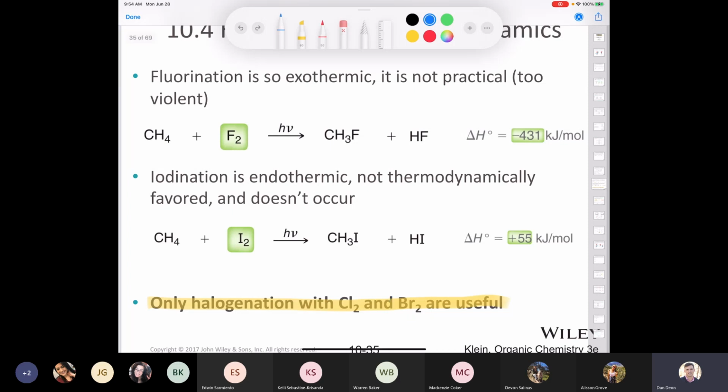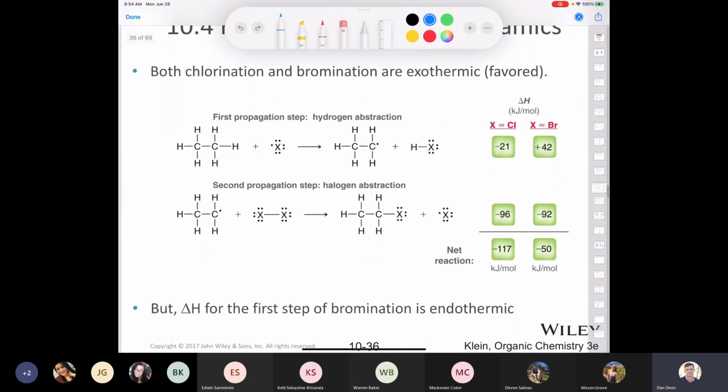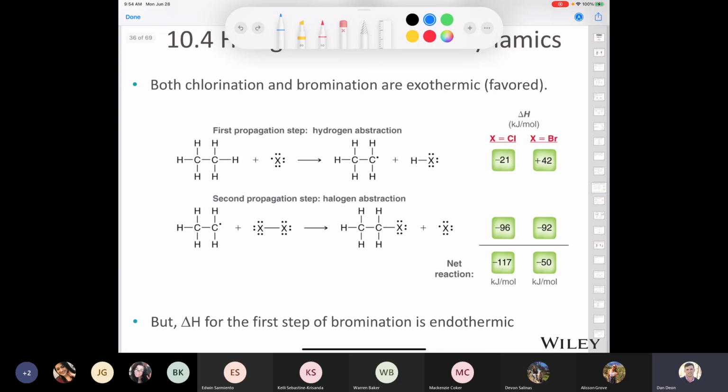And in order for us to understand that, we're going to take a look at the propagation steps of the halogenation of ethane. Okay, so this is an ethane molecule here, CH3. And we're going to take a look at the individual propagation steps of the halogenation of ethane. So the first step, remember, is a hydrogen abstraction. And the second step is the halogen abstraction. Now let's compare the two for chlorination and bromination of ethane.